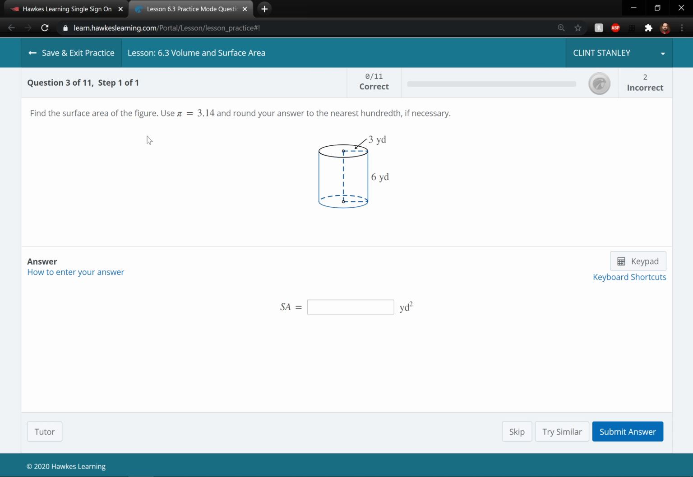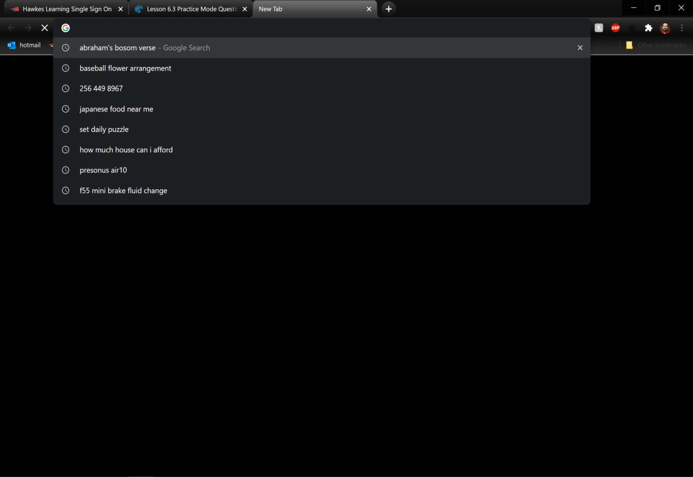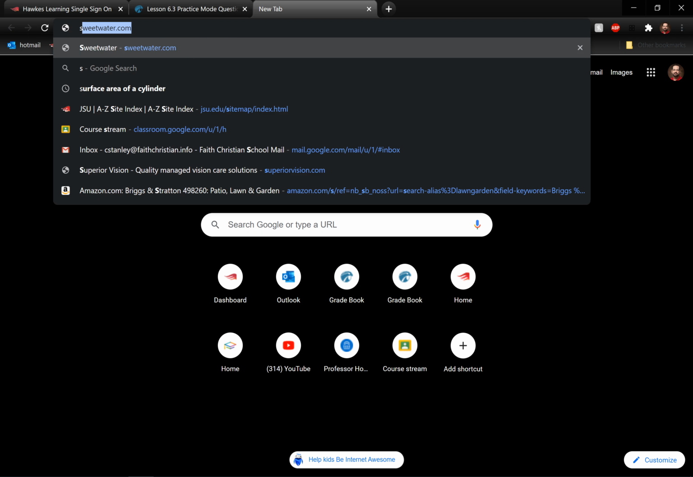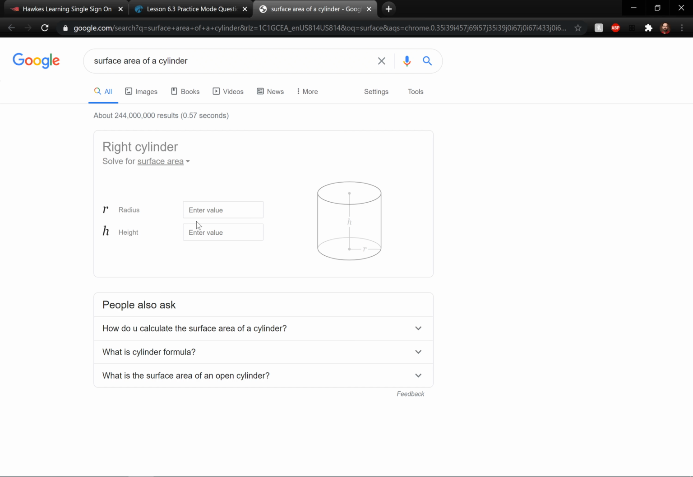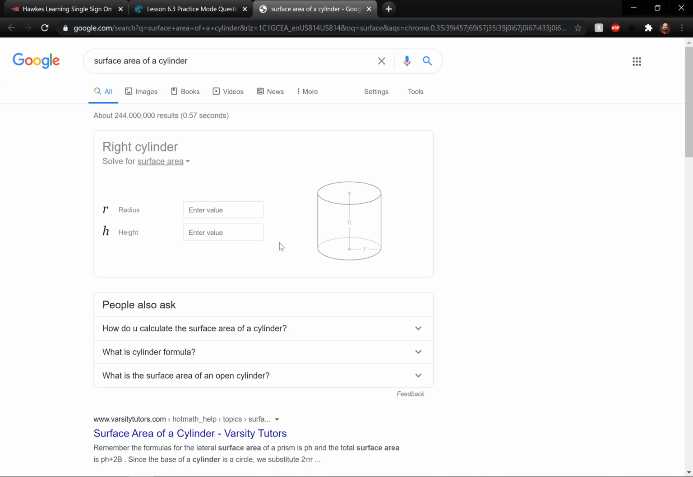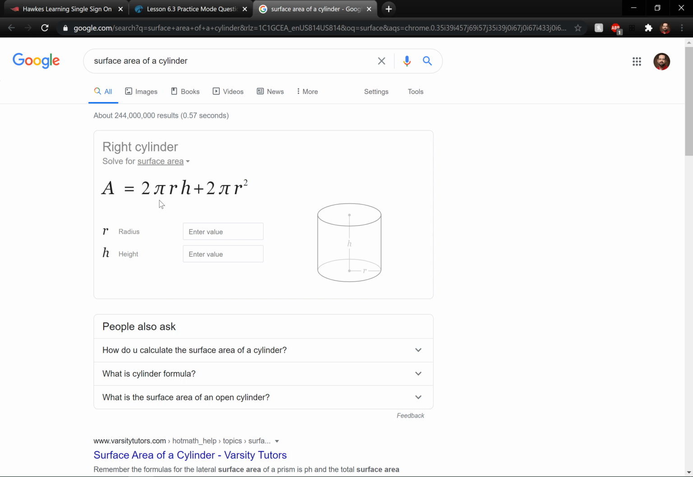All right, this one says find the surface area of the figure, and it gives us a cylinder. I'm sorry I put this one in here, I didn't really mean to. So we want the surface area of a cylinder. Okay. Then let's go to Google. It's a formula that I can never remember because it's kind of long. You can think your way through it, but okay, so if we have a cylinder, computer's been slow.